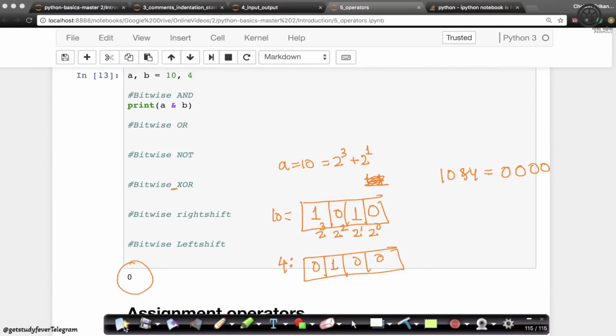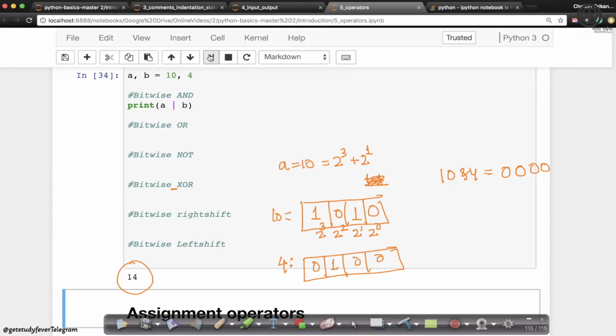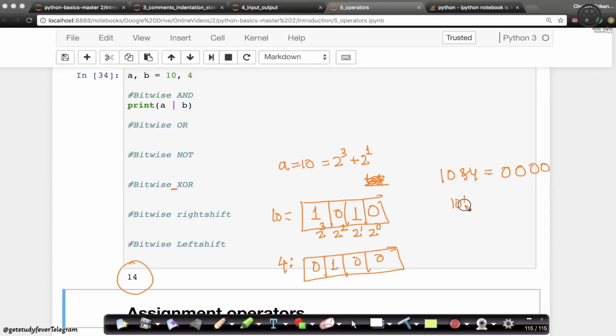Similarly, what about OR? Let's quickly see OR here. When you do OR, you get 14. Why? Because again, simply 10 or 4: 0 or 0 is 0, 1 or 0 is 1, 0 or 1 is 1, 1 or 0 is 1. And this is 14, right? Because 2 power 0, 2 power 1, 2 power 2, 2 power 3, 8 plus 4 plus 2, that's 14. Works out.